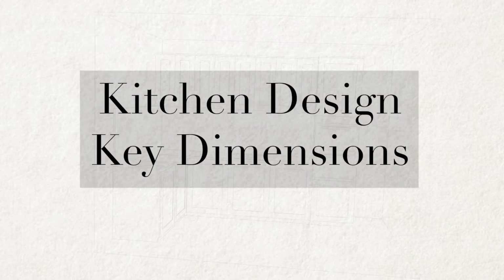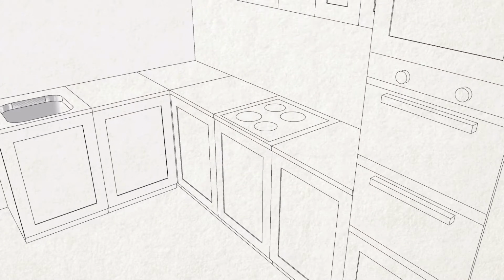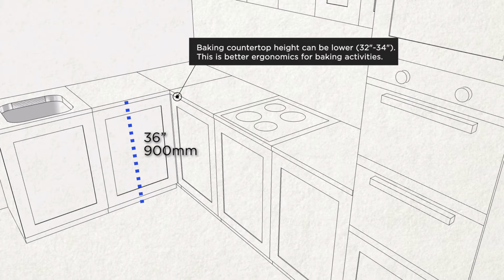And importantly, here are some key dimensions to use when planning the layout. Countertop heights are generally 36 inches or 900 mm. This works well for most adults in most countries. In a kitchen that's going to have a lot of baking, you may want to have part of the countertop lower, around 32 inches.